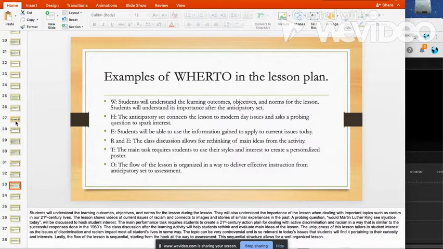The uniqueness of this lesson tailors to student interests, as the issues of discrimination and racism impacts most all students' lives in some way. The topic can be very controversial and is so relevant to today's issues that students will find it pertaining to their curiosities and interests. Lastly, the flow of the lesson is sequential, starting from the hook all the way to the assessment. This sequential structure allows for a well organized lesson.